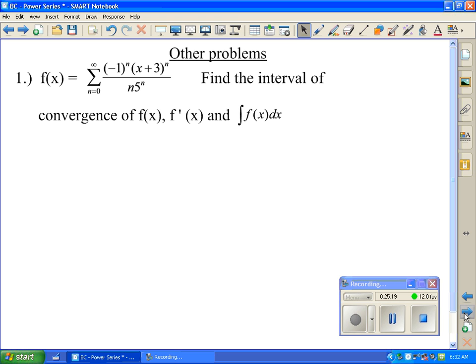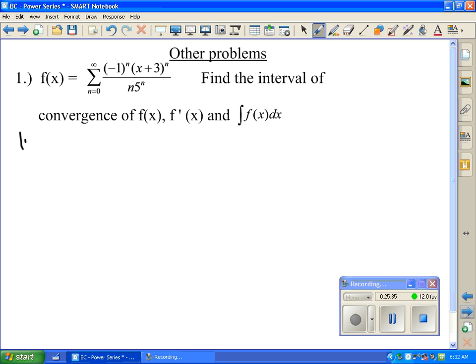I wanted to look at other types of problems we did. Obviously, we did more than just writing, so I wanted to review how to find interval of convergence, some of the theorems we came up with that expression as well. So here, to find the interval of convergence, first you have to figure out the range that you're looking at.